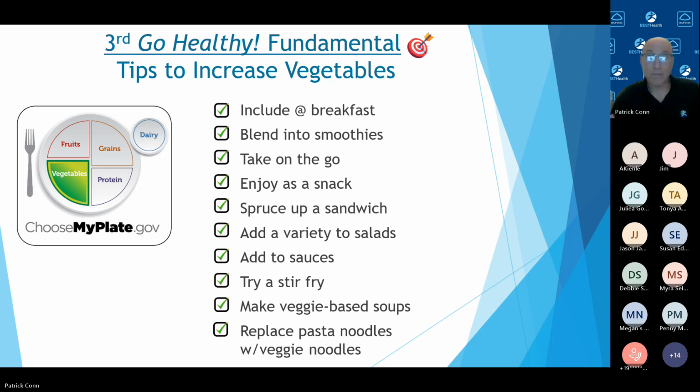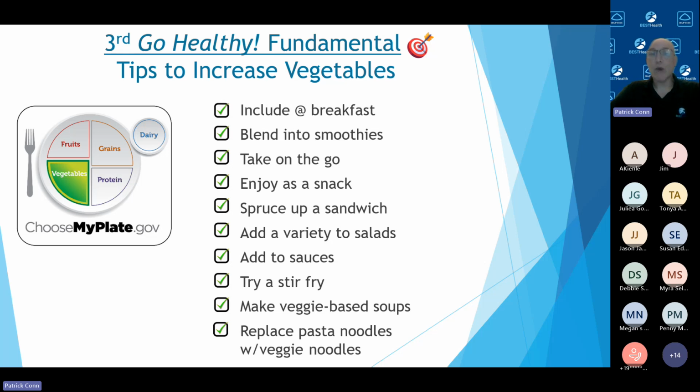One of my wife and I's go-to meals is a spaghetti squash instead of noodles. And that's basically our noodles for our spaghetti. So again, tips to increase your vegetables right there.